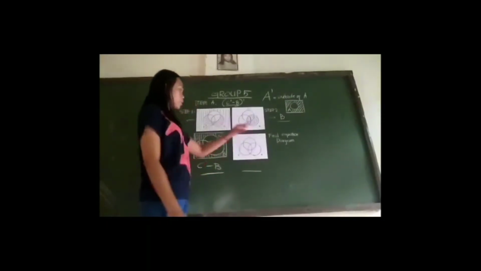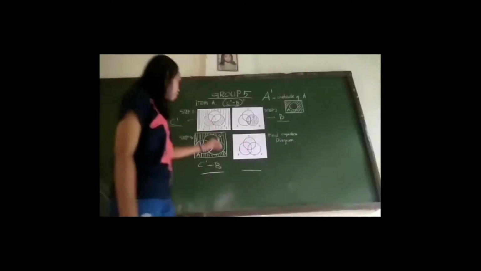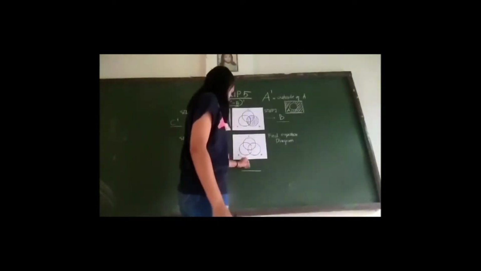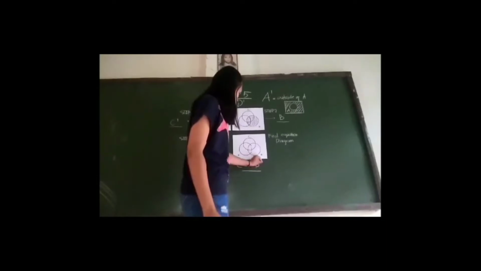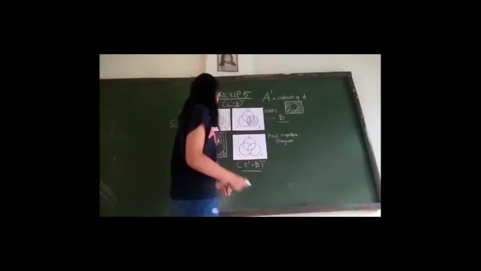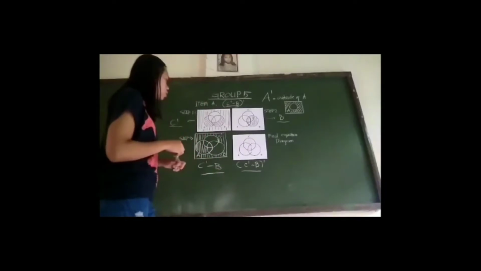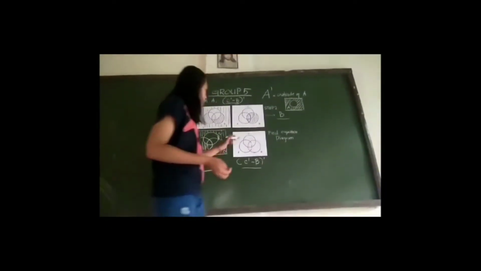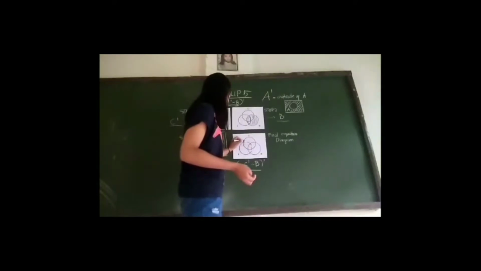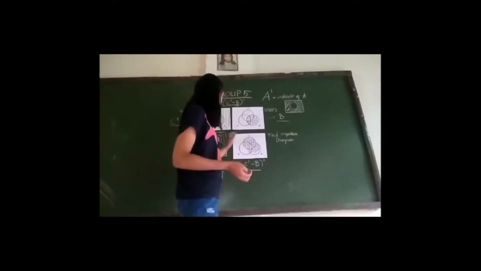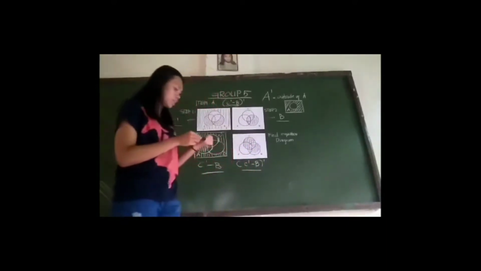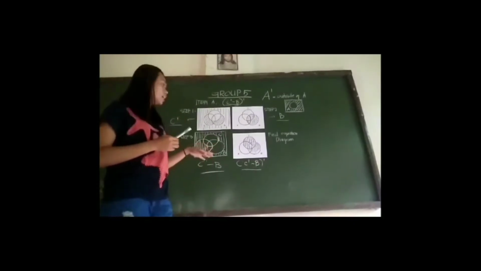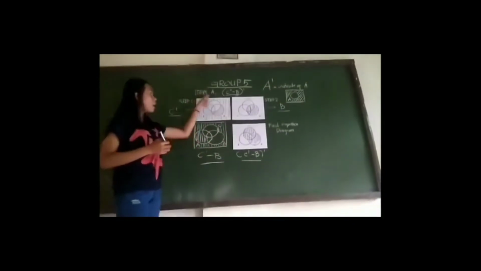So for our final equation diagram, we have the open parenthesis C complement minus B close parenthesis complement. In this diagram, we're going to shade the C and the B circle diagram and leave out the rest of the two shaded diagram. And that's the final equation diagram of item B.